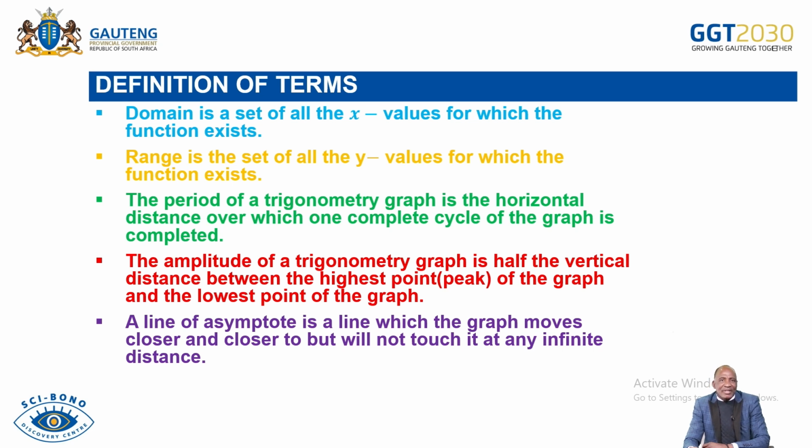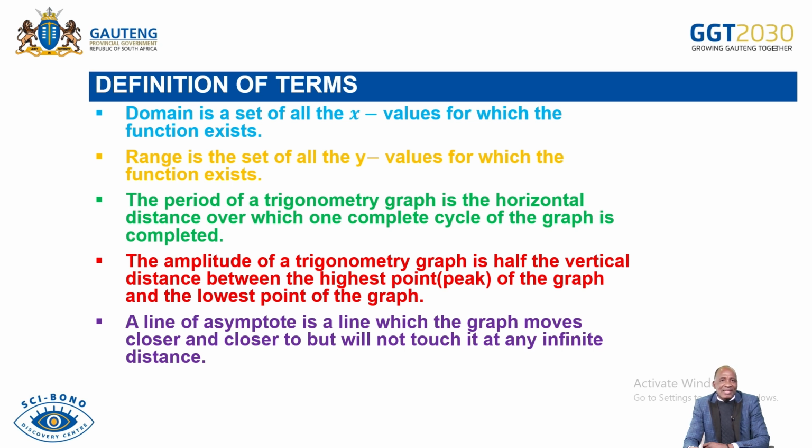The amplitude of a trigonometric graph is half the vertical distance between the highest point, which is the peak of your graph, and the lowest point of your graph. You find the distance between the 2 points and then divide by 2. It will define what we call the amplitude of your graph.